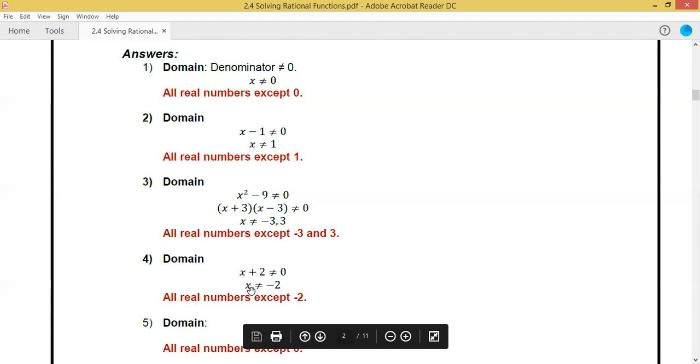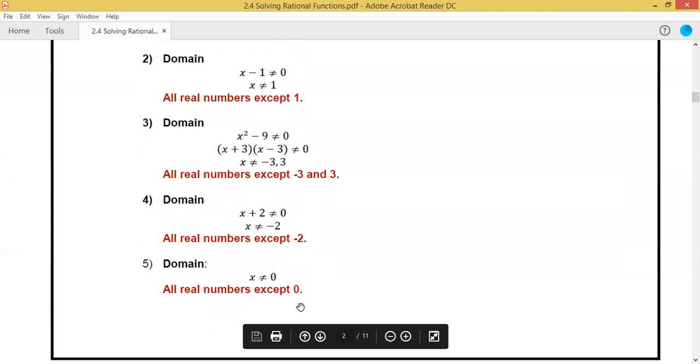Next, number 4. The denominator is x plus 2. That should not be equal to 0. We transpose it. We have x is not equal to negative 2. So our domain will be all real numbers except negative 2.